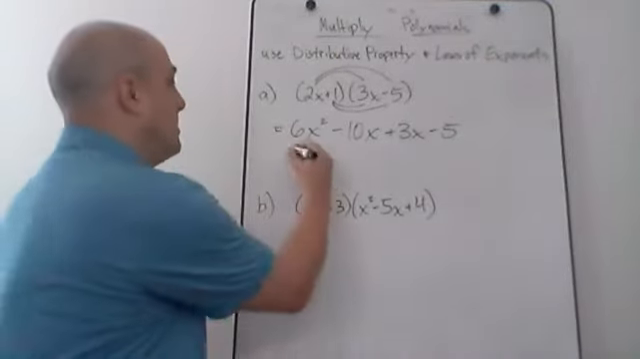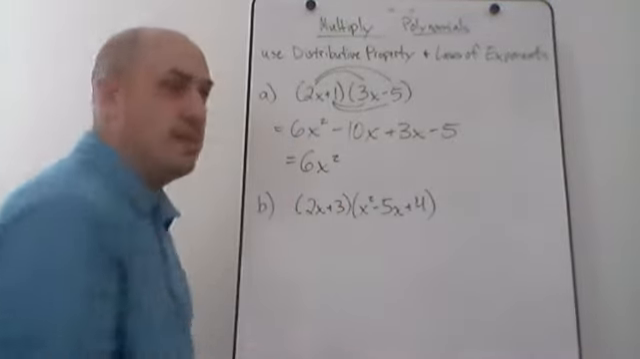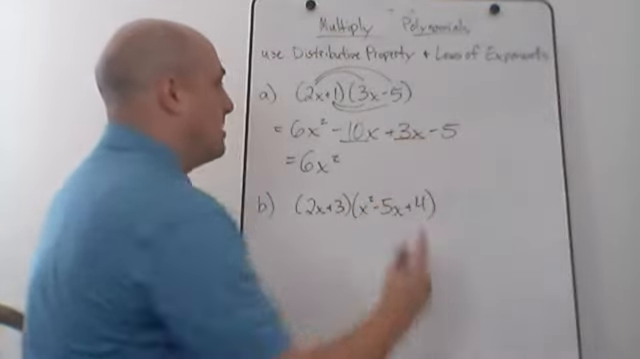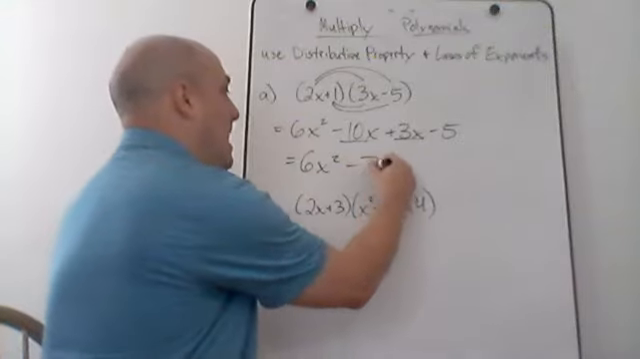So I've got a 6x squared here, and I don't have any other x squared terms, so that's just 6x squared. I have a minus 10x and a plus 3x, so the minus 10 plus 3, that's going to be a minus 7x.